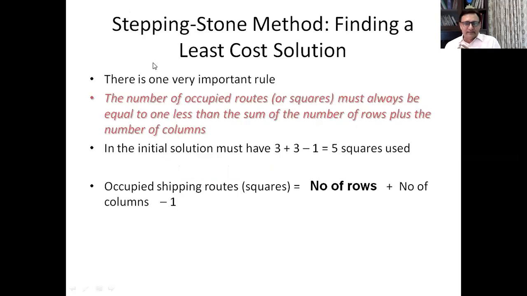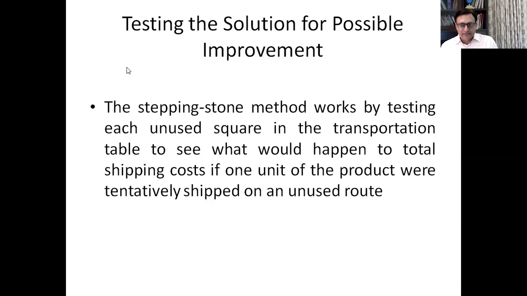Stepping stone method basically helps us to find out the least cost solution. There is one very important rule to implement for that: the number of occupied routes, that means squares, must always be equal to one less than the sum of the number of rows plus the number of columns. That is the rim condition which we have already discussed. So if there are three rows and three columns, 3 plus 3 minus 1, that is 5 squares should be used. So occupied shipping routes in the transportation table should be number of rows plus number of columns minus 1.